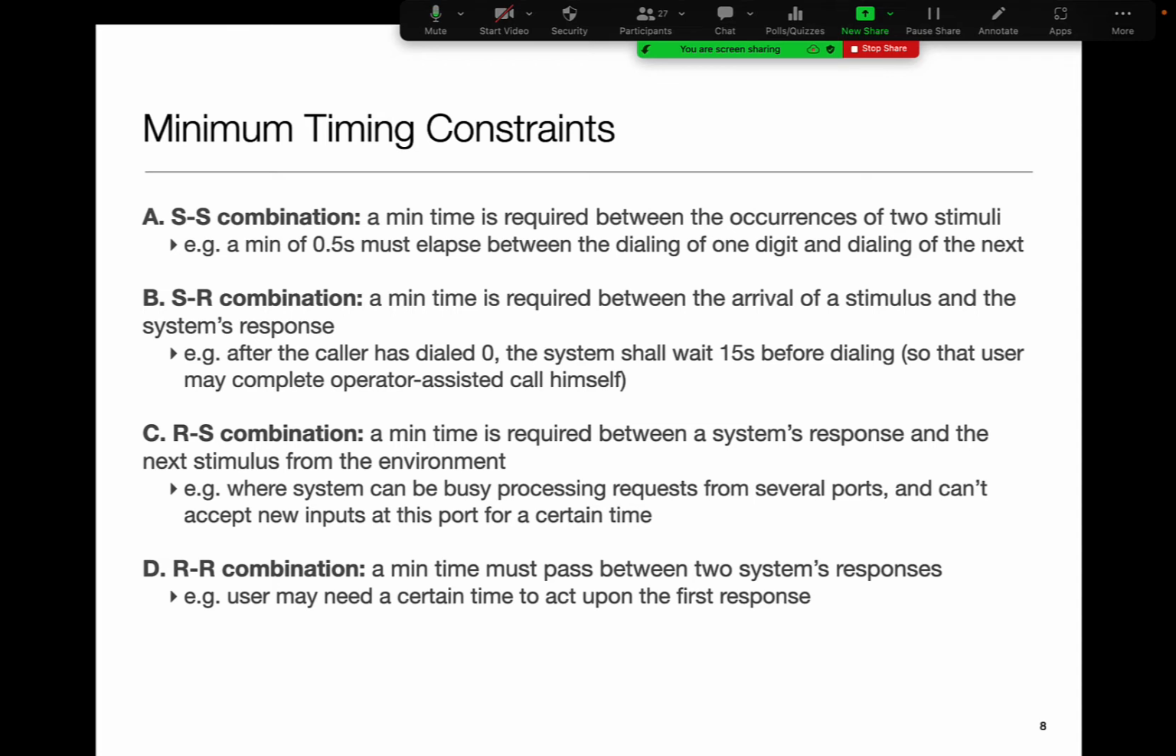In the phone system, which is what is listed here, after the caller has dialed 0, the system shall wait 15 seconds before dialing. The idea is that sometimes in older phone systems, when you press 0, it involves some sort of operator assistance. So in many systems you'll see this kind of minimum requirement kicking in.